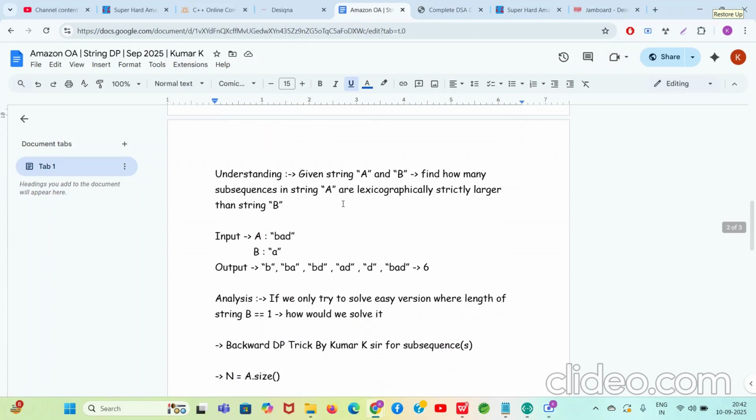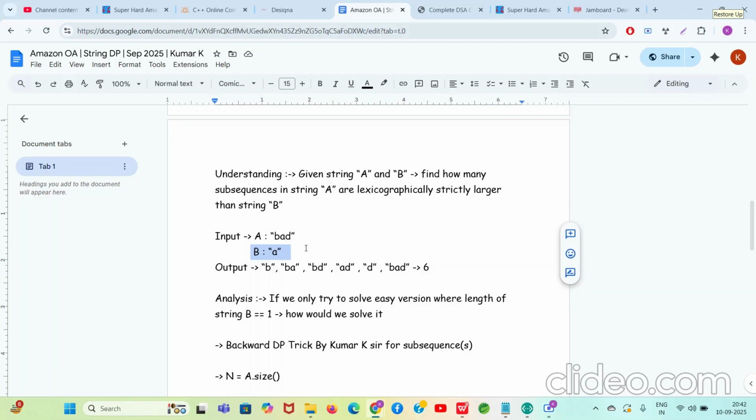Now, guys, the question is that given strings A and B, you have to find how many subsequences in string A are lexicographically strictly larger than string B. Okay. So basically, two strings are given to you: string A, which is let's say BAD, and string B, which is A. So how many subsets of A are lexicographically bigger than our whole string B?